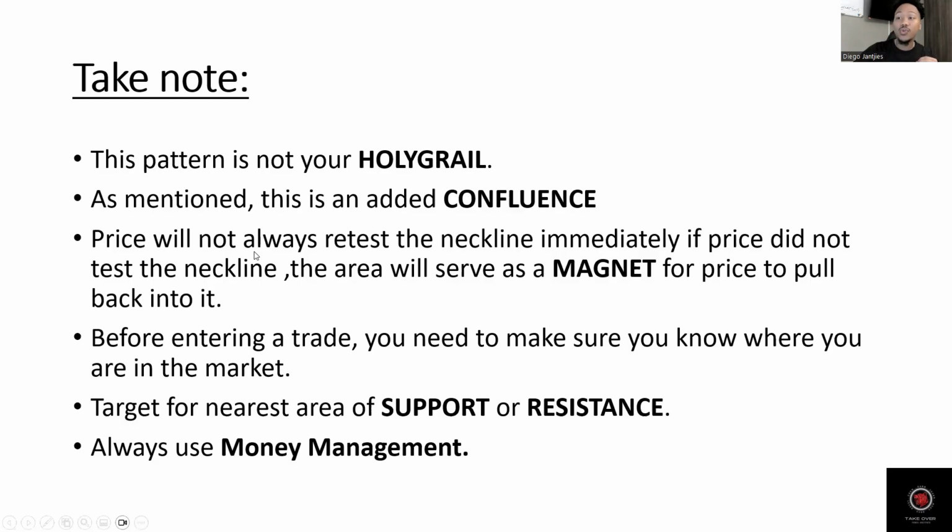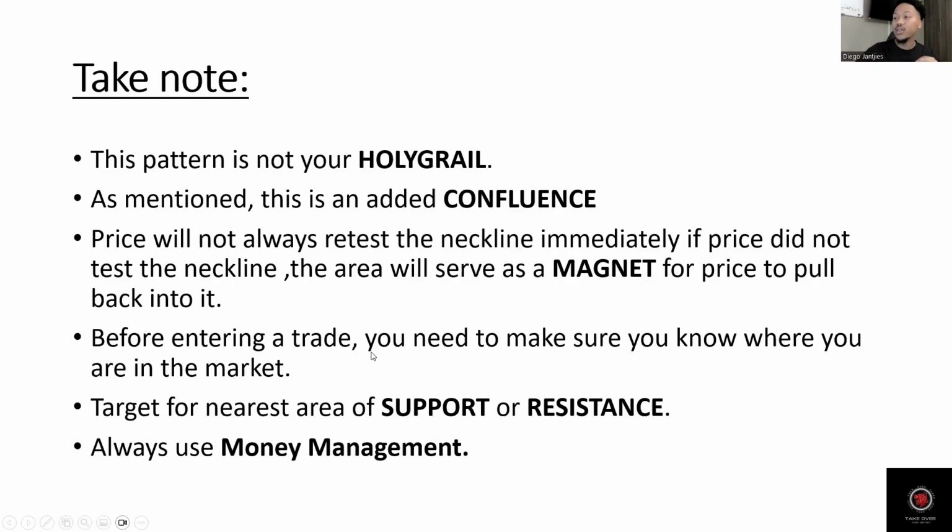Price will not always respect the neckline immediately. If price did not test the neckline, the area will serve as a magnet for price to pull back into. So simply saying, if price is not coming back to the area you want it to come back to, eventually price will find itself magnetizing back to that area right there. Keep that in mind. Price will never leave an area untested.